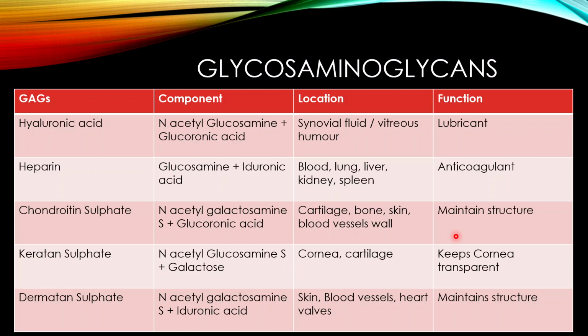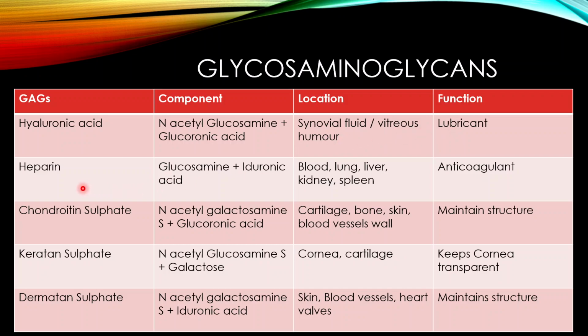Now the important glycosaminoglycans are, the first one is hyaluronic acid, which is made up of N-acetyl glucosamine and glucuronic acid. As we discussed earlier, glycosaminoglycans are repeating units of uronic acid and amino sugar. So the uronic acid here is glucuronic acid and the amino sugar is N-acetyl glucosamine. Glucose to which an amino group is attached is glucosamine, and when an acetyl group is also attached, it becomes N-acetyl glucosamine. It is present in synovial fluid and vitreous humor, and it acts as a lubricant.